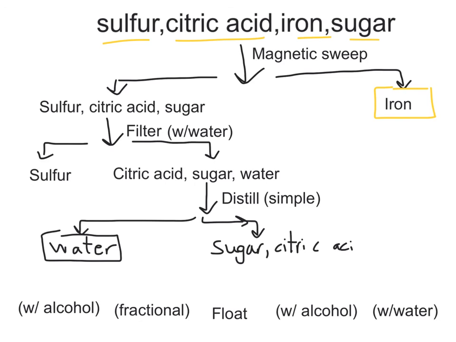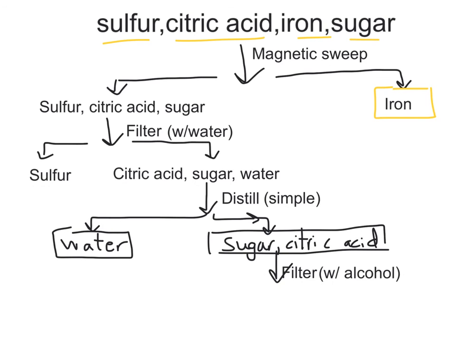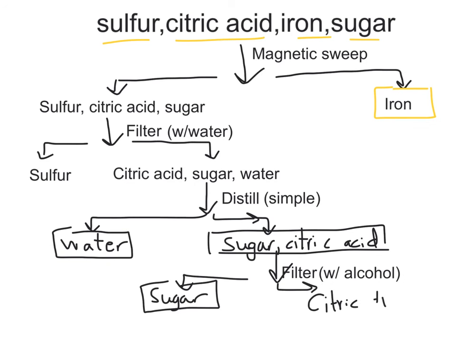So now what I need is a procedure that gets the sugar and citric acid apart. And since one is soluble in water and one is soluble in alcohol, I can actually use filtration again, but this time with alcohol. And this will separate my sugar from my citric acid. Because my sugar will not dissolve. It'll stay behind in my filter paper. My citric acid will go with my water. And I'm running out of room, so I'm just going to do citric and water.